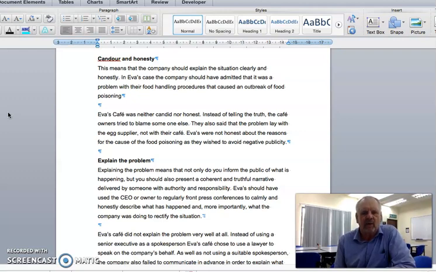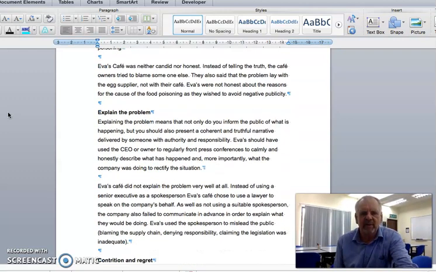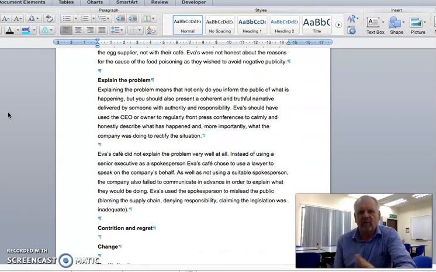And likewise for explain the problem. We've got the problem. This means that not only do you inform the public of what is happening, but you also tell them what you're going to do. And you say what Eva's should have done. They should have got the CEO out there, they should have given regular press conferences, etc. And once you've done that, you can now explain what Eva's did do.